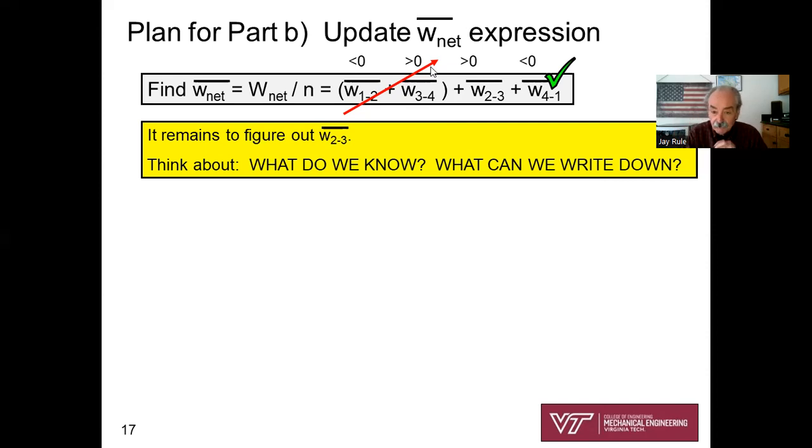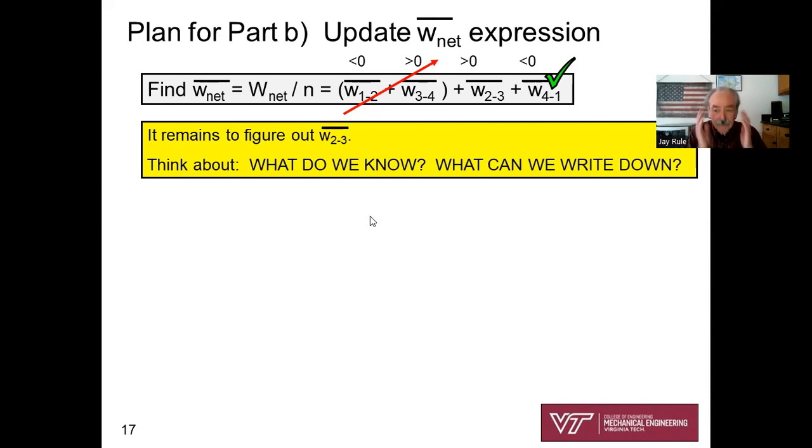They cancel. Wonderful. It's easy to forget where we are. We found W from 4 to 1. We've got a number for this. All we have left to do is figure out W from 2 to 3 bar. Okay, now where do we go?